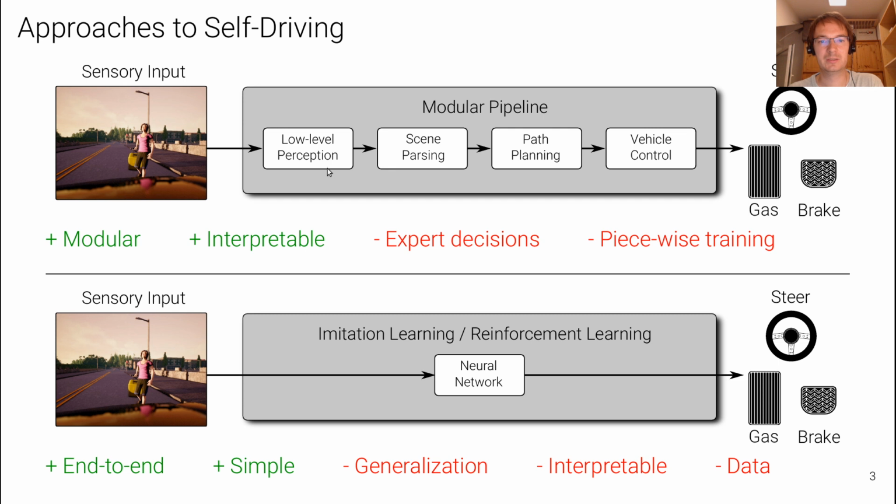However, the design of the pipeline and the models often requires expert decisions, which are not necessarily optimal. And these modules are often trained in a piecewise fashion, where one module is not trained for the ultimate goal, which is safe and efficient driving, but rather for some intermediate loss functions, such as an object detection loss.